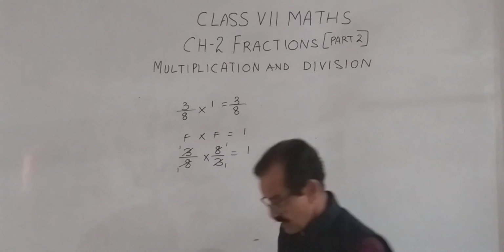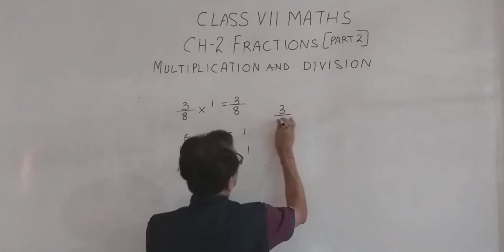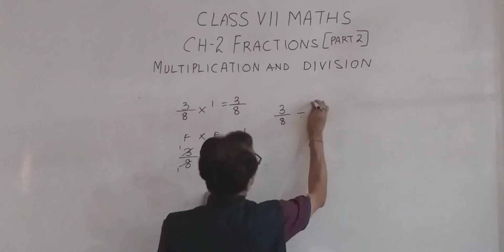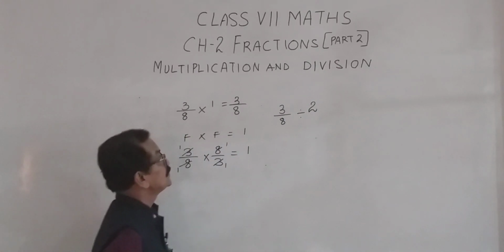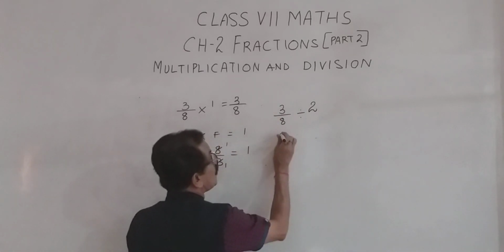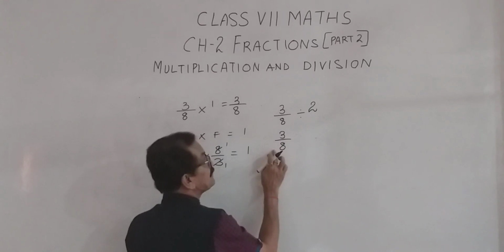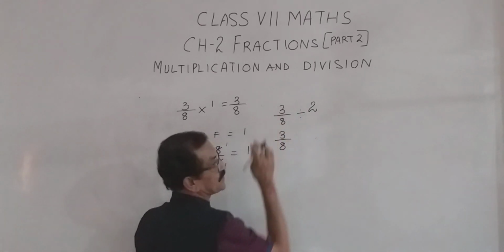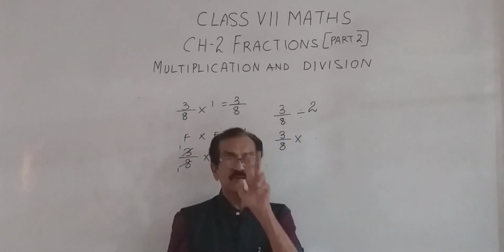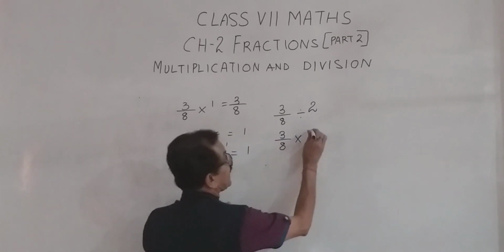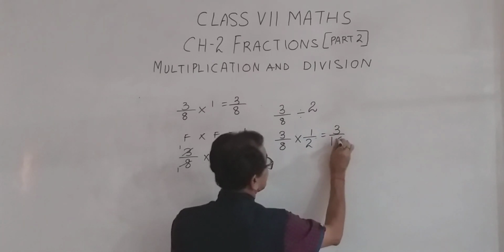Now this is important because we have to understand the multiplicative inverse to understand the concept of division. Suppose I am dividing a fraction, say 3 by 8, by another number, say a whole number 2. Now, 3 by 8 divided by 2 means that we have to multiply 3 by 8 by the reciprocal of the divisor, 2. The multiplicative inverse or the reciprocal of 2 is 1 by 2. So I multiply 3 by 8 by 1 by 2 to get the answer 3 by 16.